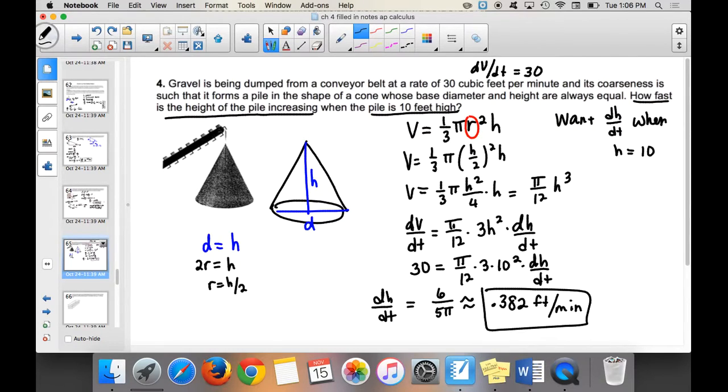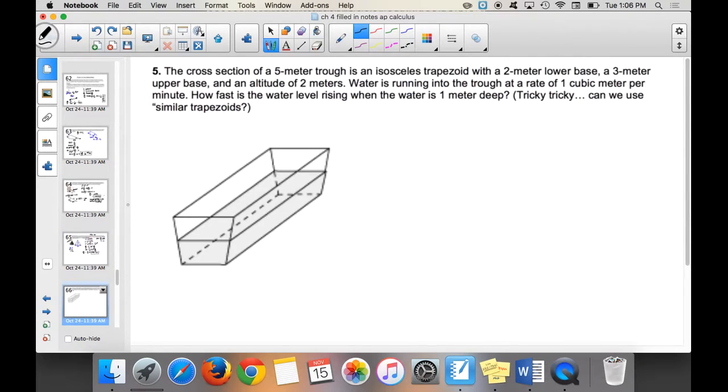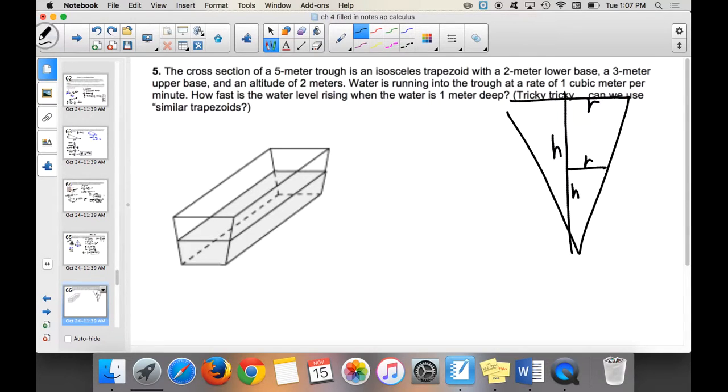All right, so I will admit, when I first started teaching calculus, I messed up the trapezoidal trough. So sad. What I was thinking is, oh wait, we use similar triangles, so we should use similar trapezoids. But remember, with similar triangles, we know our r and our h are in the same ratio as the little r and h. Why can I not do that for a trapezoid with water in it?